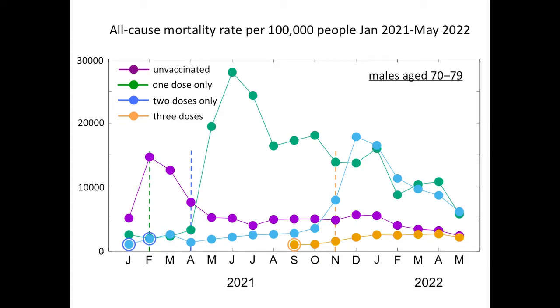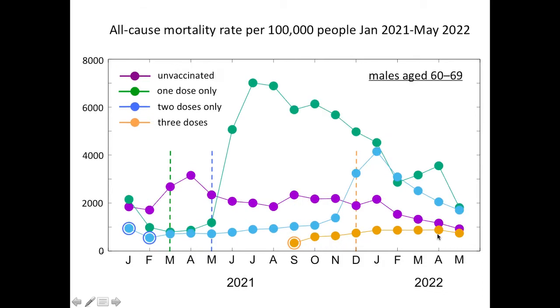And here we have men aged 70 to 79, very, very large changes in that 1-dose group there and the 2-dose group. We see the unvaccinated mortality rate fairly steady. Kind of interesting, fairly steady through Delta and Omicron, and then decreasing in the spring, whereas the booster group, again, fairly constant over the spring in terms of mortality rates.